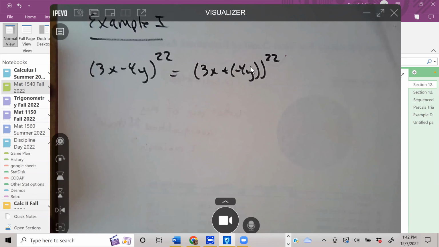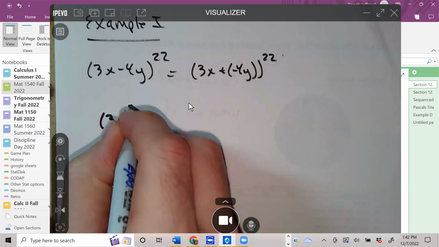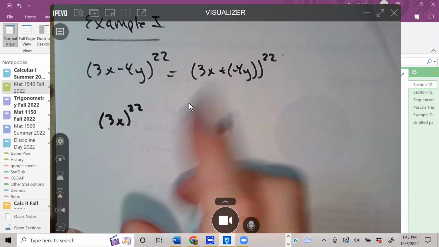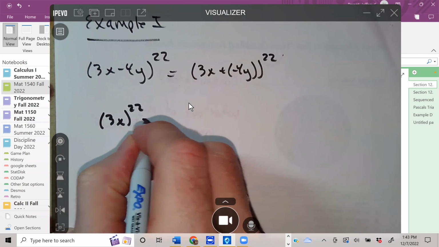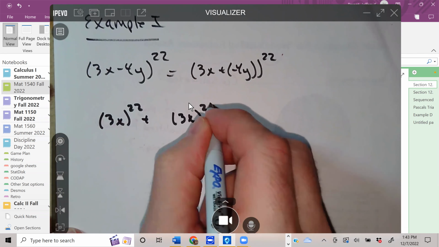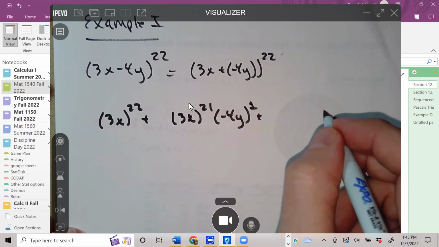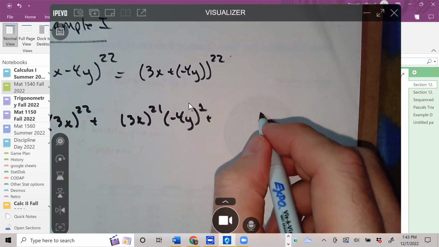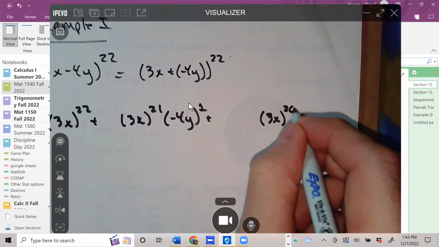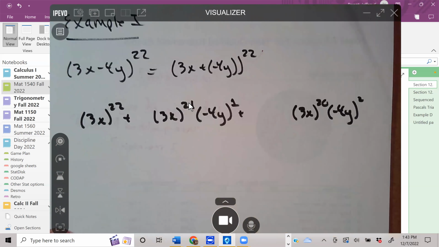Okay, so we'll rewrite this as 3x plus negative 4y all to the 22nd. And let's write out the first few terms, at least in terms of the pattern. It's going to be 3x to the 22nd, negative 4y to the 0. I'm not going to bother putting it here this time. And then the next one is going to be 3x to the 21st and negative 4y to the 1st. And I'm going to leave a lot of room here. 3x to the 20th, negative 4y to the 2nd. So we got to fill in some numbers here.